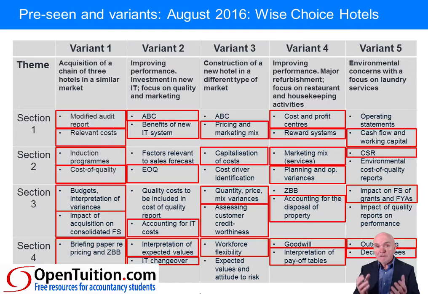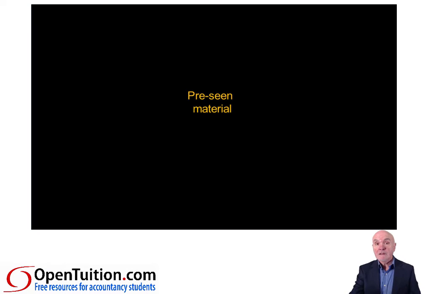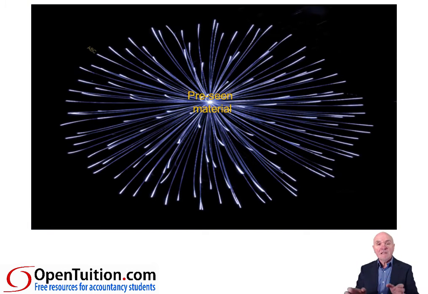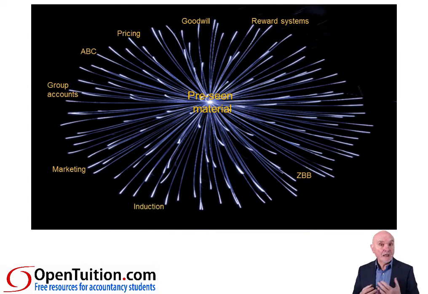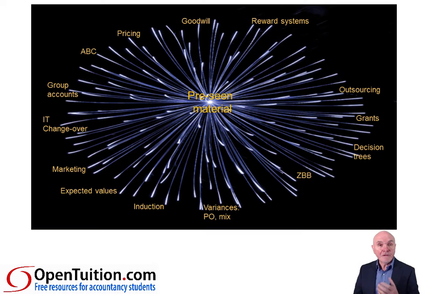So I say it's huge. The coverage of the case study with its 5 variants and say 4 sections is huge. So it's as though the pre-seen material really explodes into 20, 25 maybe areas that you could be asked about. And that's why we would emphasize again that it's a bit of a fool's errand to try and question spot, to try and say this is in the pre-seen material and therefore I think this question is going to come up.